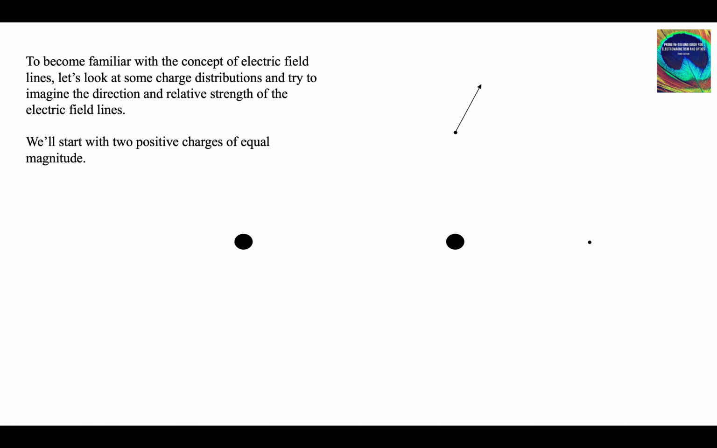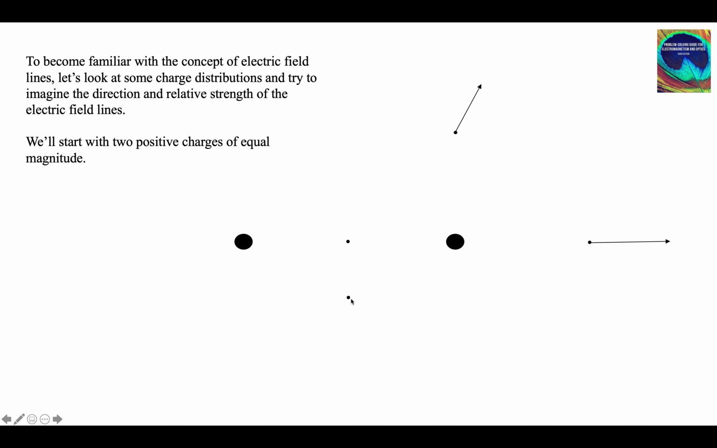Let's pick another point. How about over here? This guy's pushing away. This guy's pushing away. The field's going to be directly away from both positive charges, like that. They're both pushing in the same direction. How about directly between them? This guy's pushing that way, this guy's pushing that way. The charges are equal magnitude. The fields are in opposite directions. The field is 0.